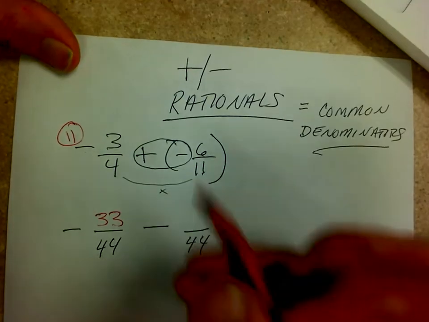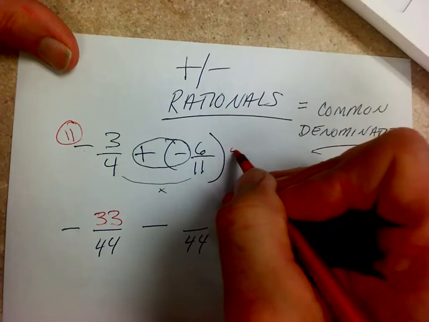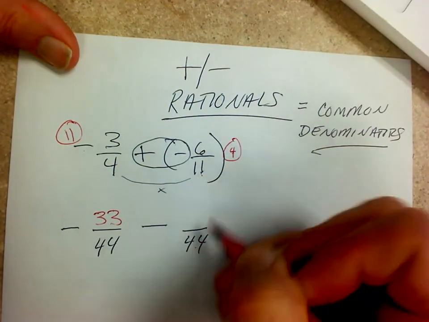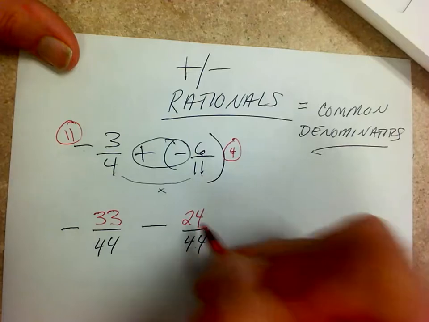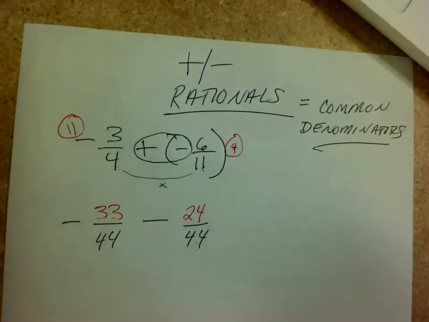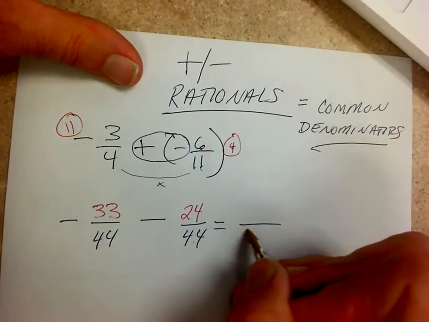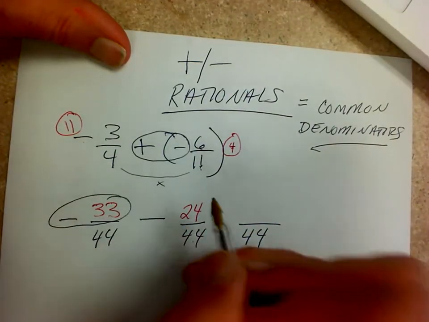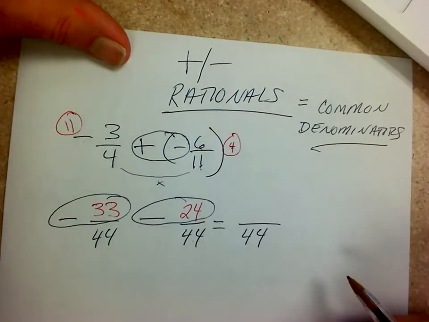In return, we're going to take this denominator, move it over here, and multiply it by both pieces. So 4 times 11 is 44, 4 times 6 is 24. The 44 stays the same. We have negative 33 and negative 24.